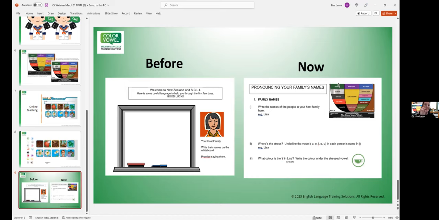Yeah, green T-E, Lisa. And so they're going to do that with all their family members. And they may not get it right. But as the days and weeks and months go on, because we've got that awareness of the color chart, maybe each day in news, the student whose host mum is called Anthea suddenly clicks, you know what? It's black cat air. It's black cat air Anthea. So with this, she's got a much better chance of getting the correct vowel sound than she did here.